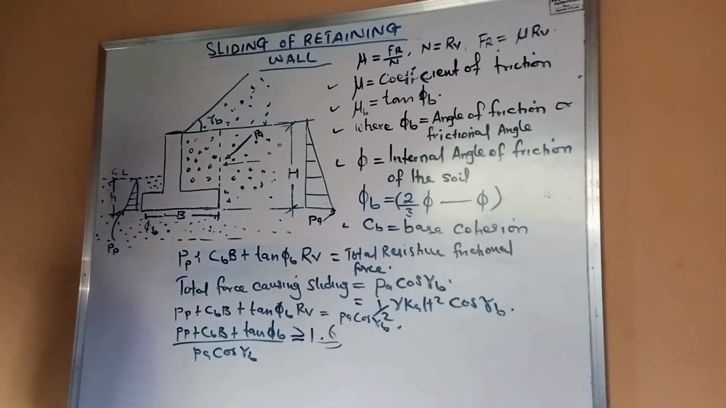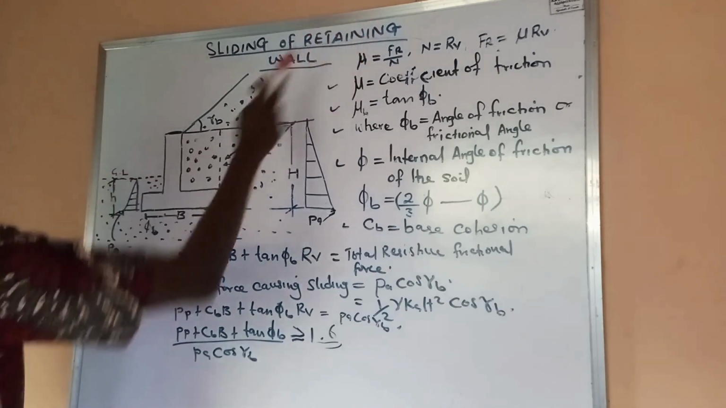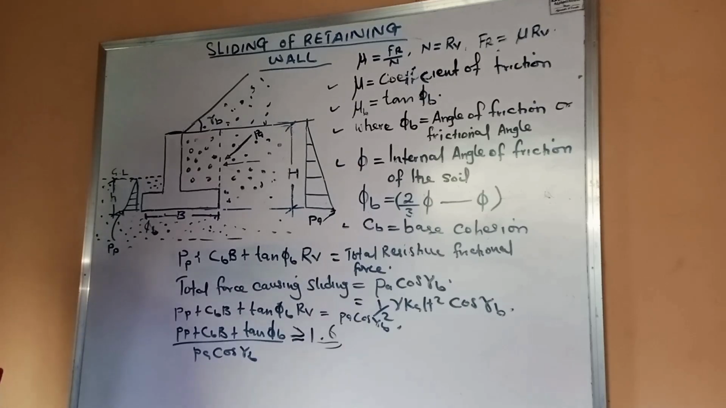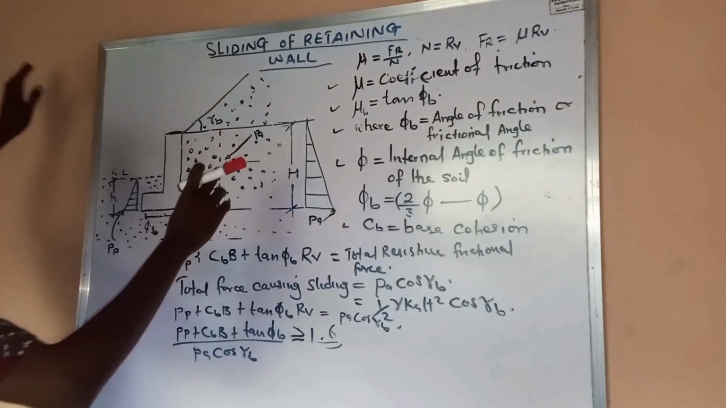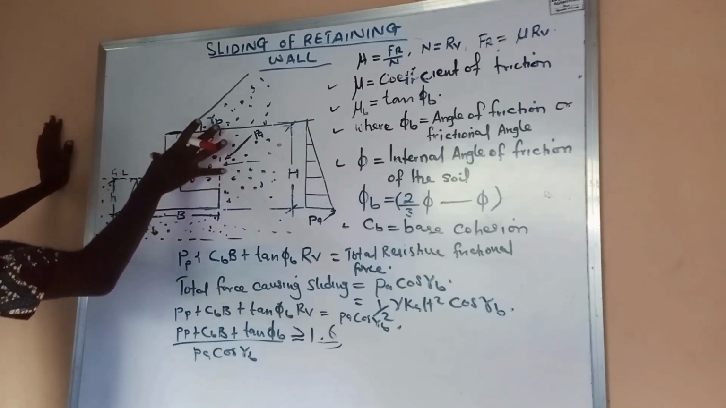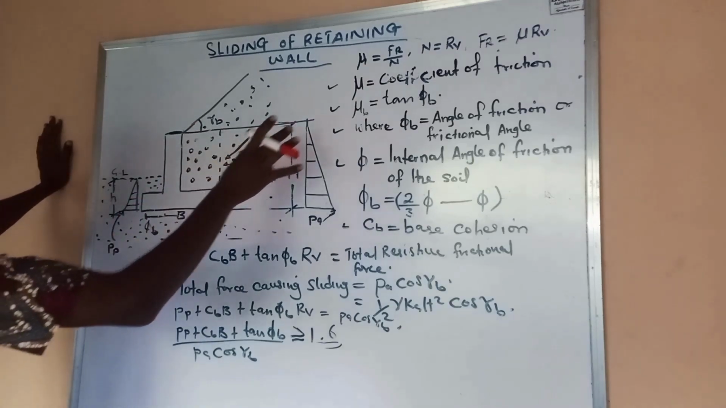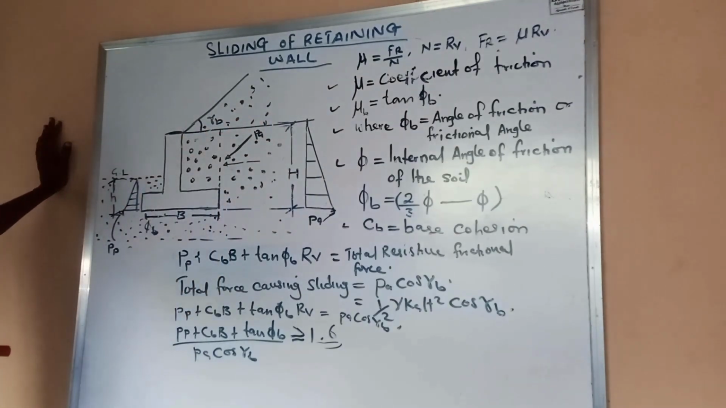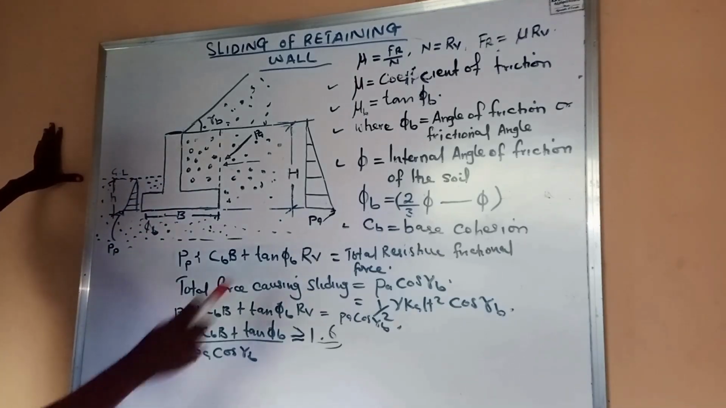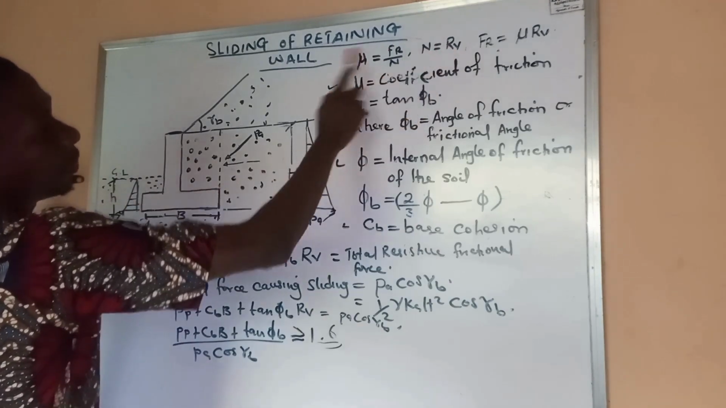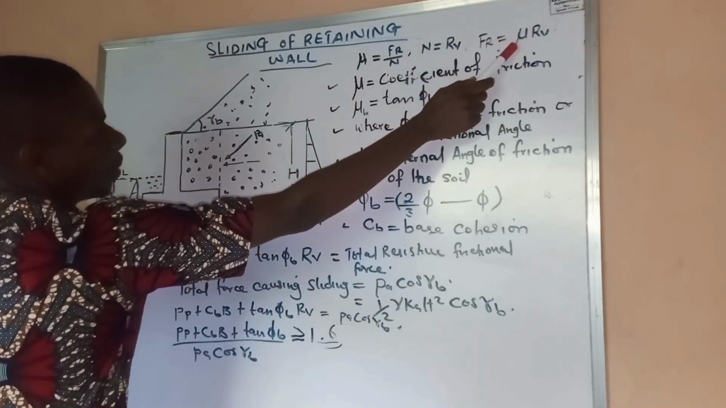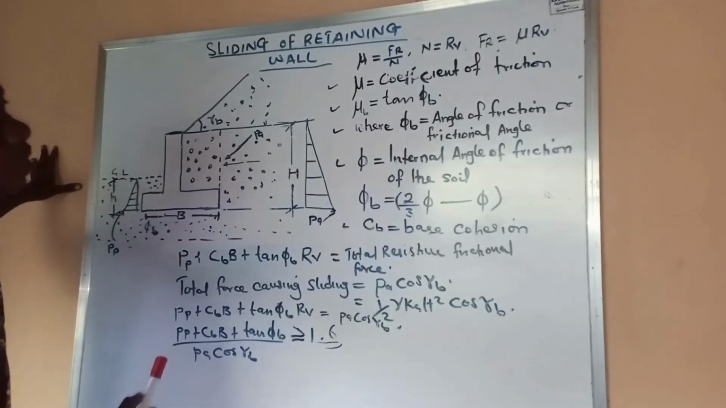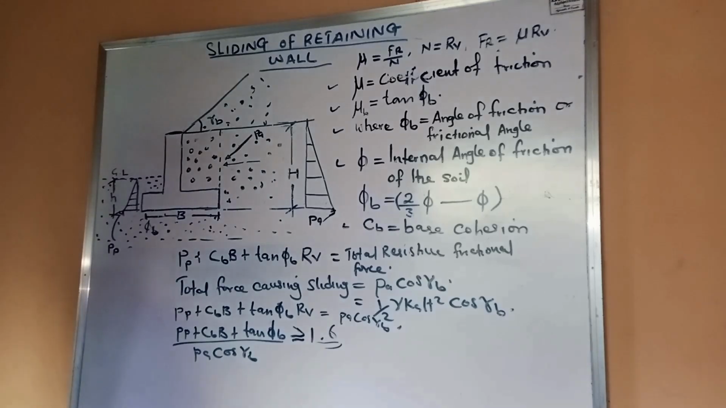First of all, we know that the coefficient of frictional force, mu, is a ratio of the static or dynamic frictional force to the normal reaction of the body. Of course, in this case, the normal reaction of the body, which is this retaining wall, comprises the total vertical load on the retaining wall. Let's call it RV, the resultant vertical load. Now, we have the frictional force to be the coefficient of frictional force times the resultant vertical forces.